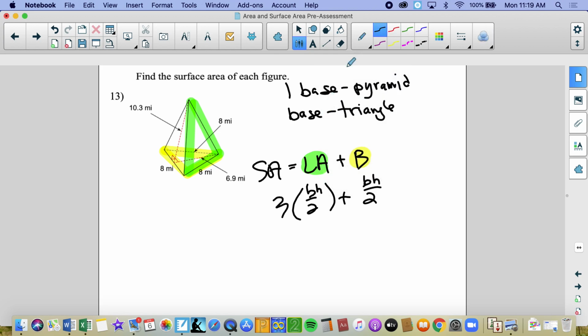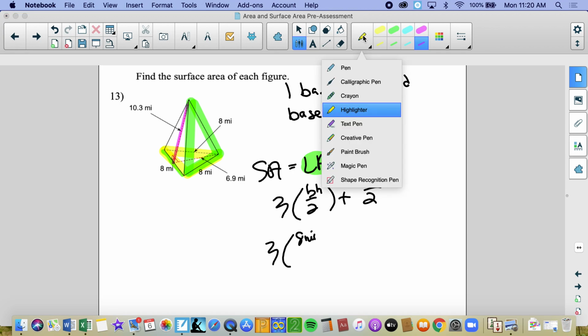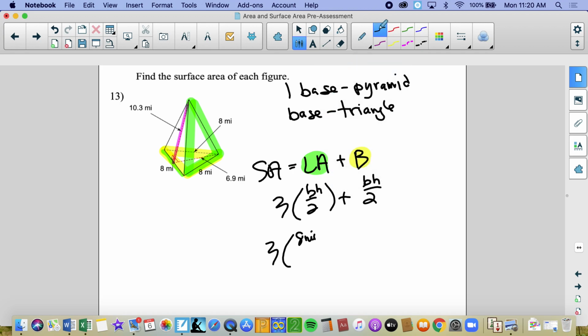So let's fill in the pieces of information. So when I talk about my lateral area, I'm talking about the green. So the base of the green is going to be 8 miles. That's this one right here. I'm getting that from this piece right here. And then the height, that slant height, is going to be there because I'm talking about the lateral area. So 8 miles times 10.3 miles divided by 2 because it's a triangle.